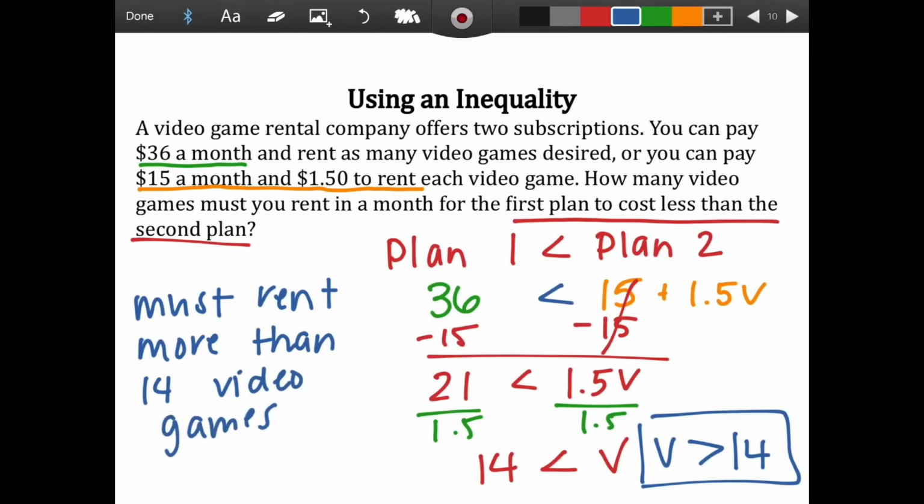So you must rent 14 video games per month for plan 1 to cost less than plan 2.